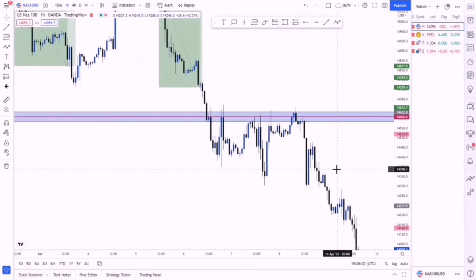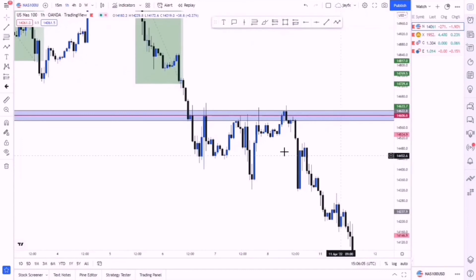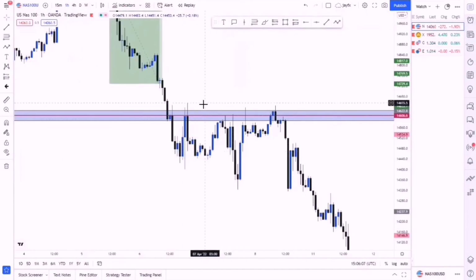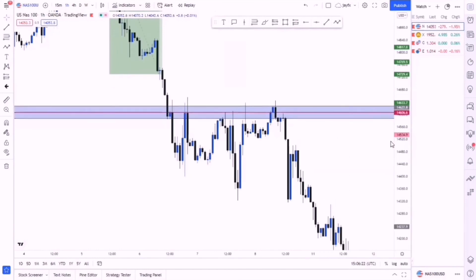And the reason why I took the sell was because our daily level also aligns with our weekly level. Remember this line, we got it from the weekly time frame. Then the zone, we got it from the daily time frame, which is the daily high. So both of them were aligning together. That was the two confluences I had on this trade.